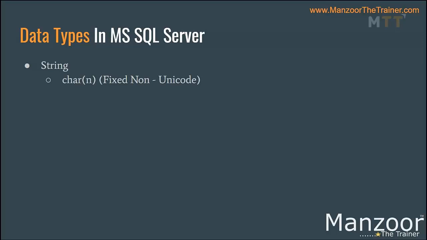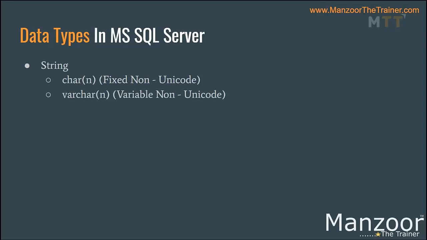So it is fixed. Char means it will not store universal characters, non-unicode. Universal characters means I cannot store Arabic characters or Chinese characters in this. I can store normal or English characters. It means non-unicode. Have you understood these two things? Fixed and non-unicode. Whenever I say char of that particular size, it is fixed and it is non-unicode. If you have understood this, then you will understand the rest of the things easily.